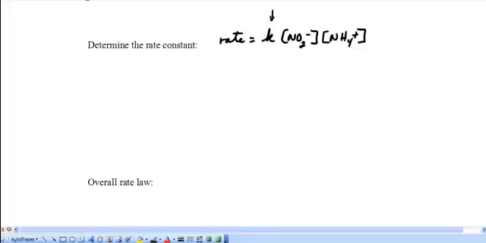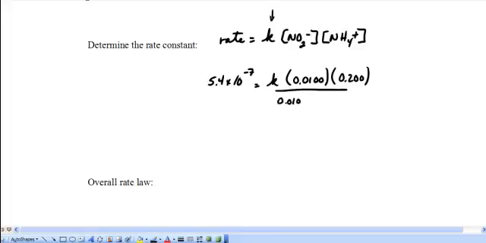And so we're going to say that the rate in experiment number 1 is 5.4 times 10 to the negative 7. That's going to equal k times the nitrite, which is 0.0100, times the ammonium, which is 0.200. And if you divide both sides by 0.0100 and by 0.200, these terms will divide out.